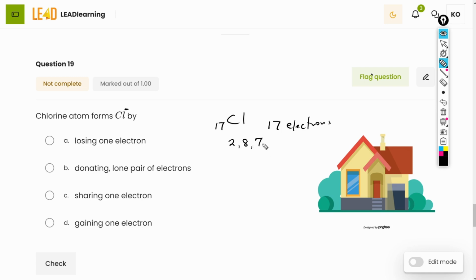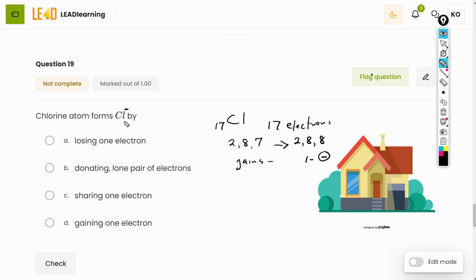Now that means it needs only 1 electron to be stable. So when it receives or gains an electron from another atom, its configuration will now change to 2, 8, 8. But what this simply means here is that it now has an extra electron compared to proton, so it's going to acquire a charge of 1 minus, or just a minus.